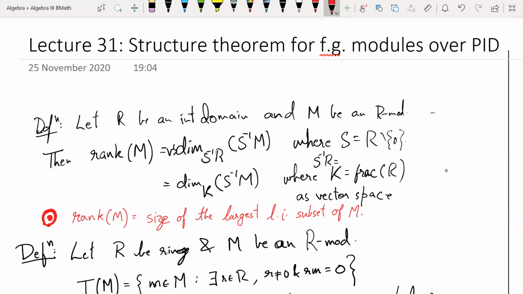Okay, and you will see that these two are equivalent in the homework problem. So if you have a linearly independent set x1 to xn in M, then you can show that the rank of M is at least n. So if you can make the size bigger and bigger, then the rank grows. And conversely, if the rank is some number n, then you can find a linearly independent subset in M of length n. Okay.